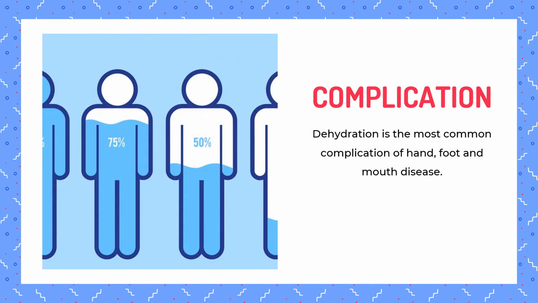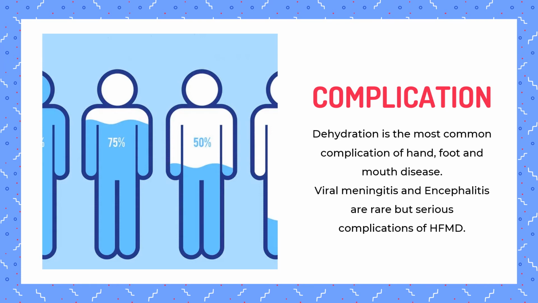For the complications of hand, foot, and mouth disease, dehydration is the most common complication. This is not too serious, but it needs to be watched closely in children. In some cases, intravenous fluid may be necessary. Viral meningitis and encephalitis are rare but serious complications of hand, foot, and mouth disease.